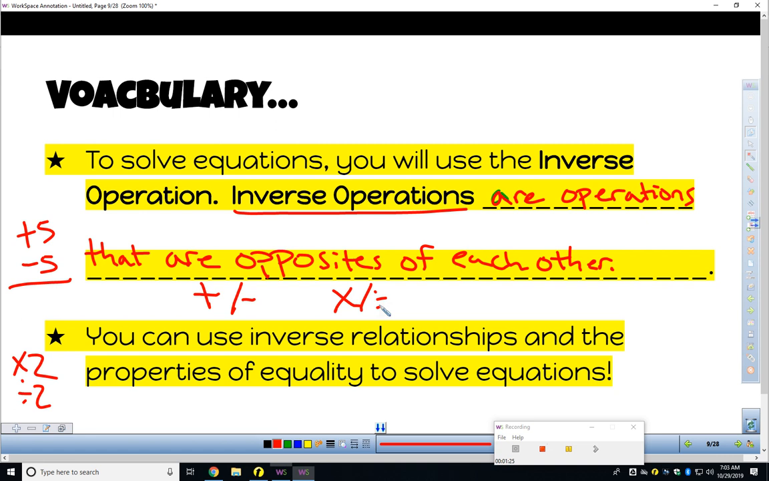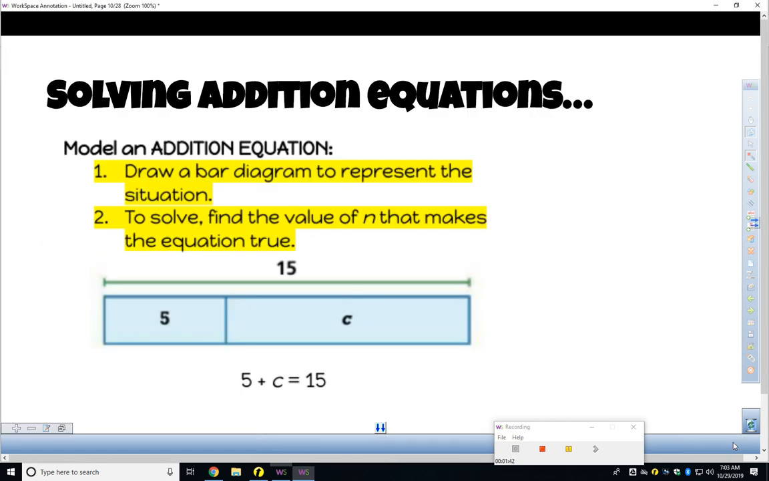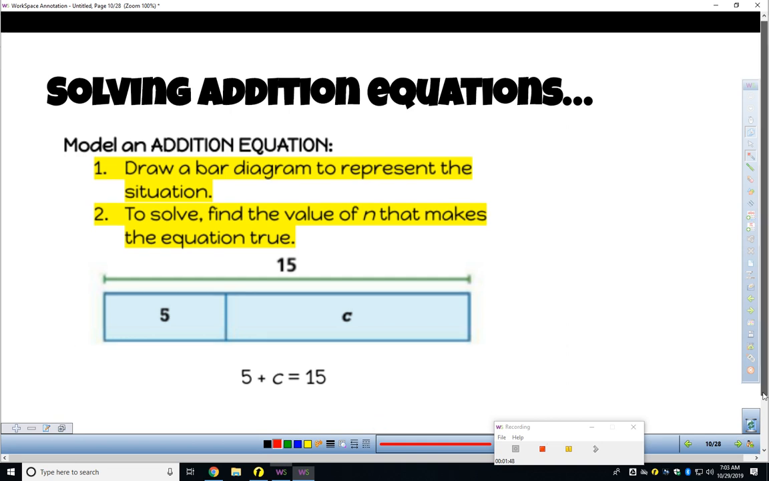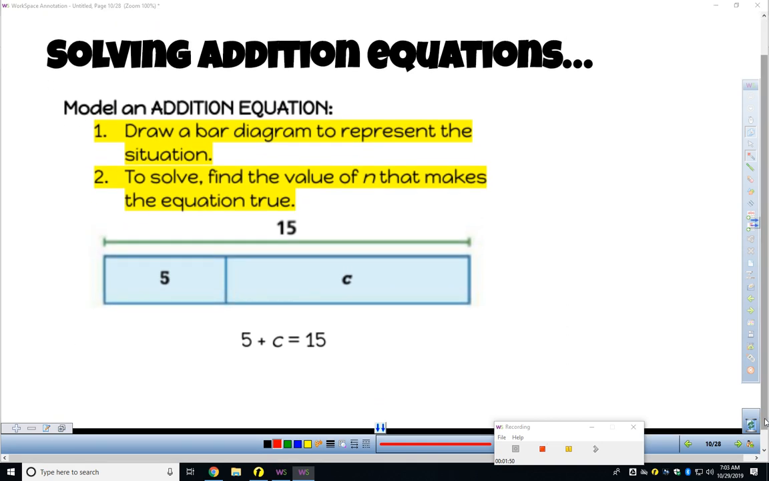And so we can use what we learned in the last section about properties of equality, where I'm doing the same thing to either side of the equation, as well as these inverse relationships to solve equations. And that's what we're going to do today. All right. So first we're going to look at an addition equation. And I don't expect everyone to draw pictures, but I do want you to be aware of what these pictures are saying. So in this particular situation, right, this is an addition picture.